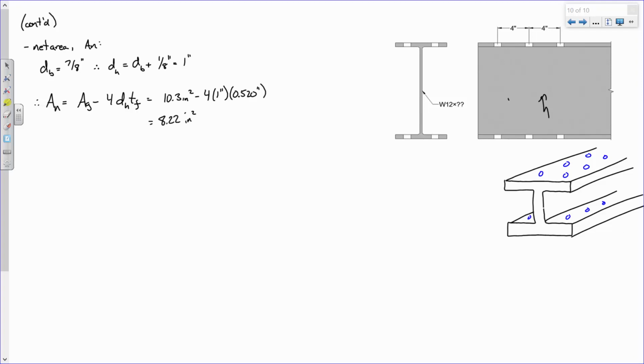Okay. Now this is the same connection scenario as the last example we did. So how many shear lag factors did we need to assess? Two. Case 2 and case 7, right? So let's look at that.